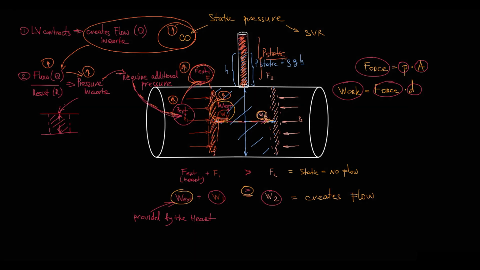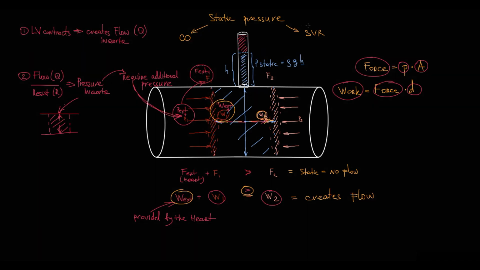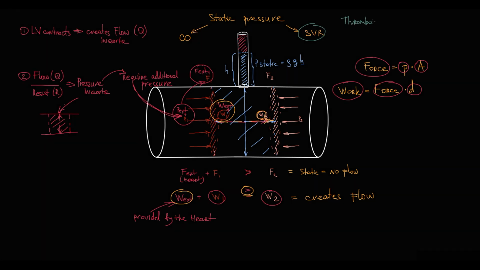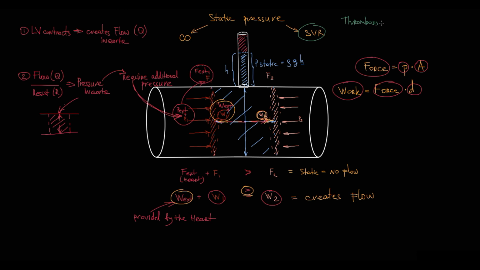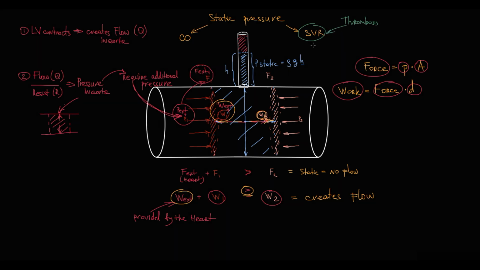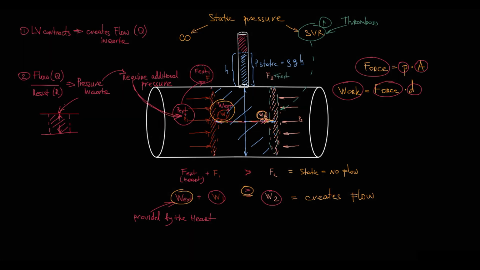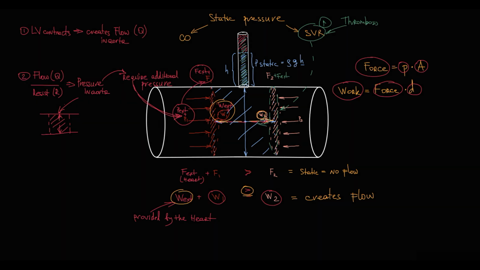Another factor that greatly affects static pressure is systemic vascular resistance. For example, when thrombosis occurs that causes obstruction to flow, systemic vascular resistance greatly increases, and this causes an increase in force that acts opposite to flow direction, and this increased compression of our portion of fluid, now from the left side, subsequently will cause an increase in static pressure.